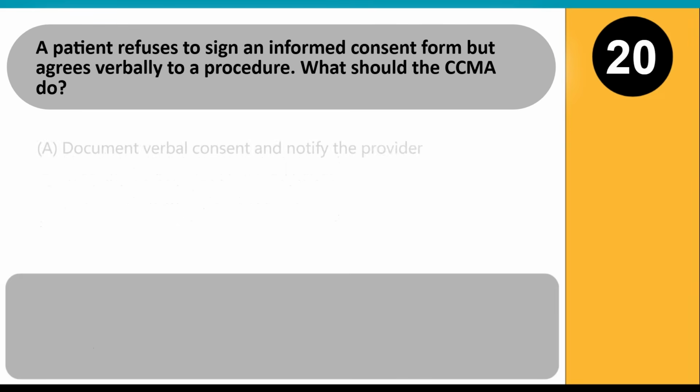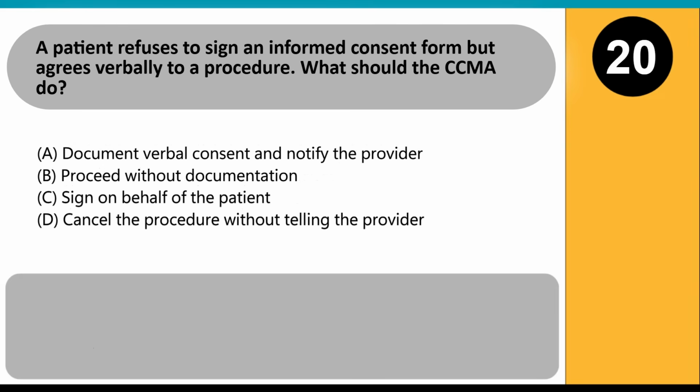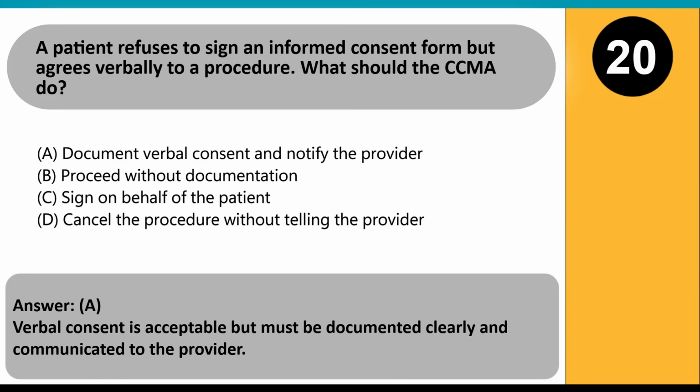A patient refuses to sign an informed consent form but agrees verbally to a procedure. What should the CCMA do? A. Document verbal consent and notify the provider. B. Proceed without documentation. C. Sign on behalf of the patient. D. Cancel the procedure without telling the provider. Answer: A. Verbal consent is acceptable but must be documented clearly and communicated to the provider.